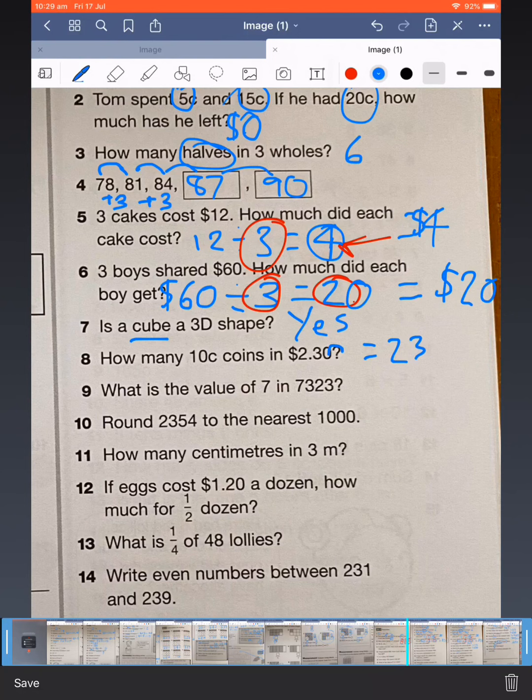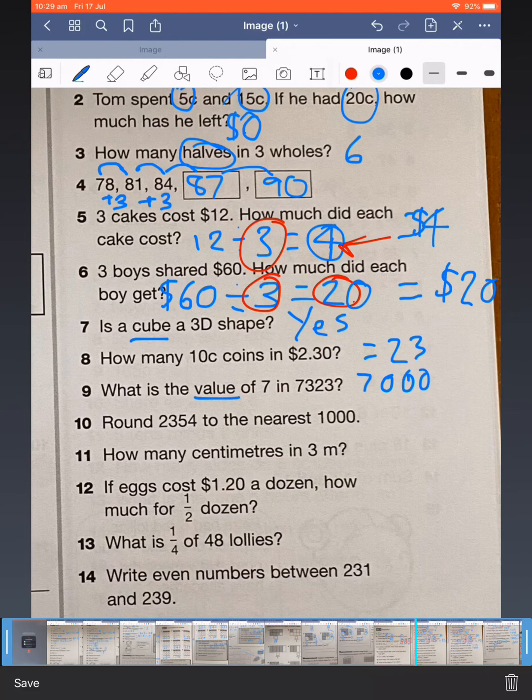Okay, number 9. What is the value of 7 in 7,323? That's right, it is 7,000. Now remember, when it says value, it doesn't say what column it is in. So when it says value, we want to say 7,000. So what is the value of the 7? The value is 7,000. Very good.